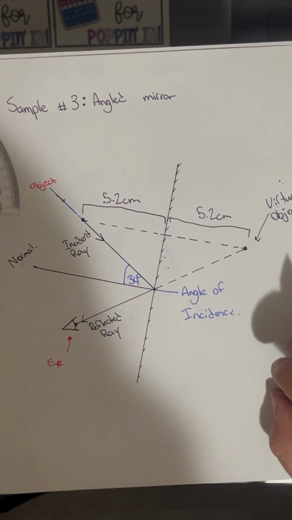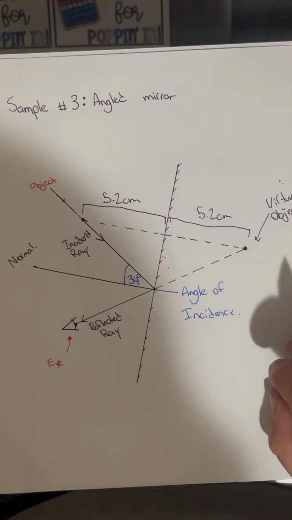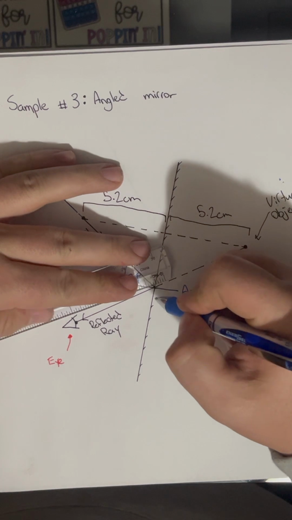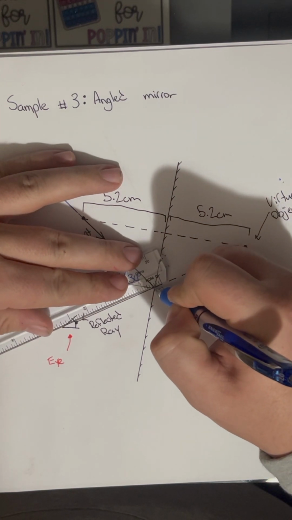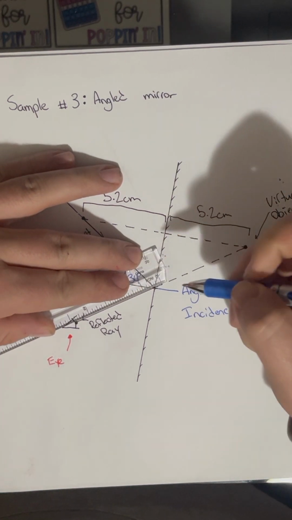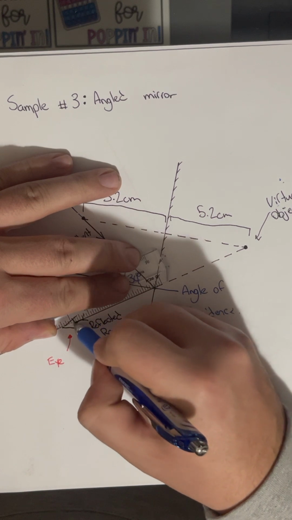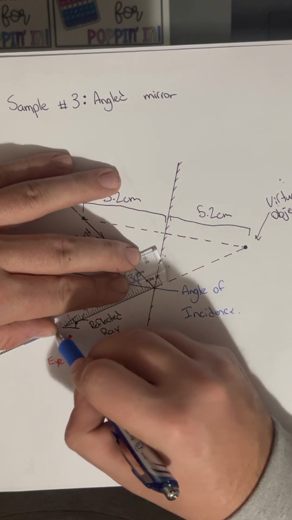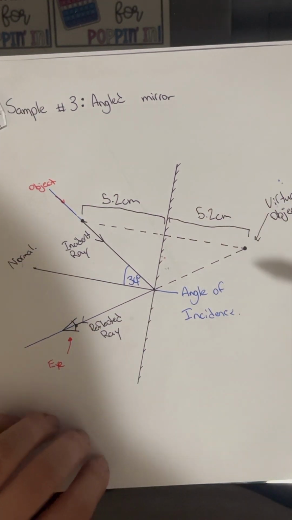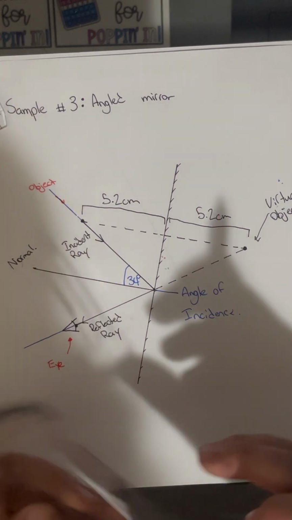Okay, and then flipping over to the other side, I'm going to do the same process just to make things a little bit easier on myself. I'm going to extend my reflected ray beyond where the eye would be. This isn't going to alter the angle whatsoever. This is just simply going to make it a little bit easier for me to use my protractor.